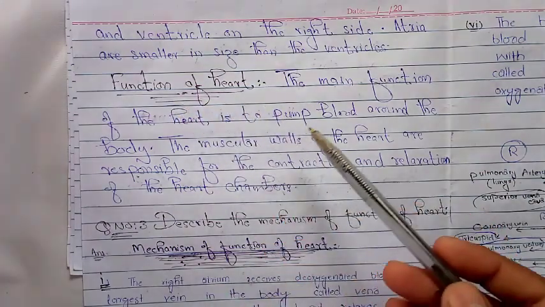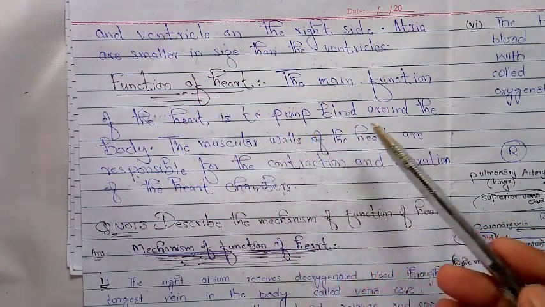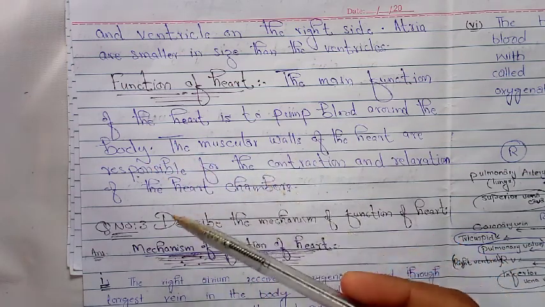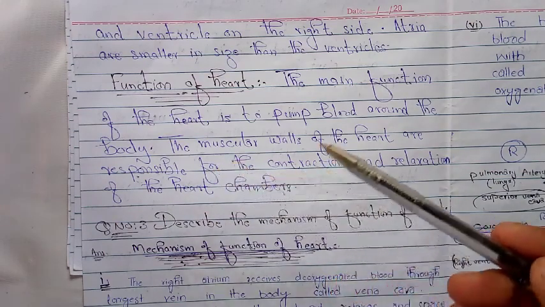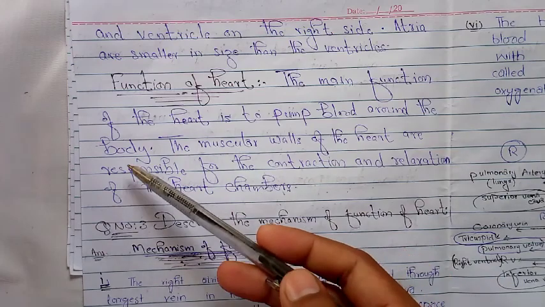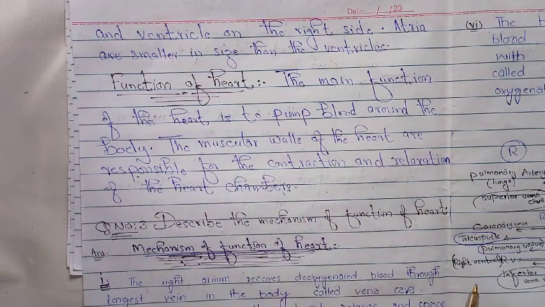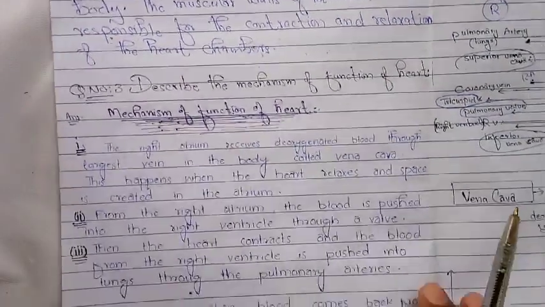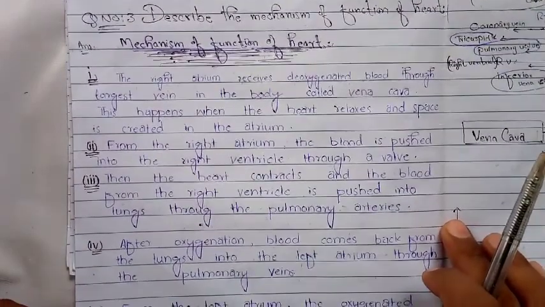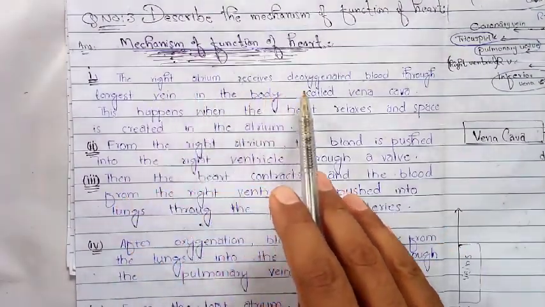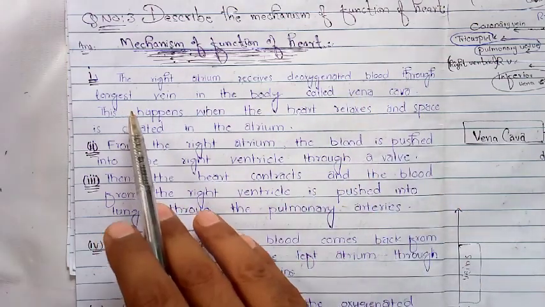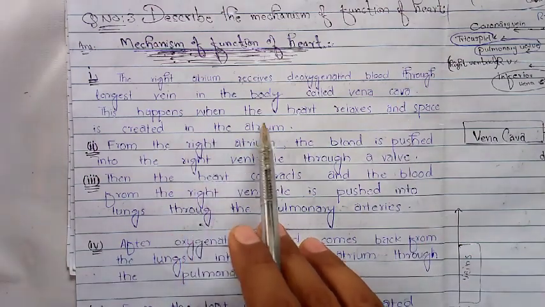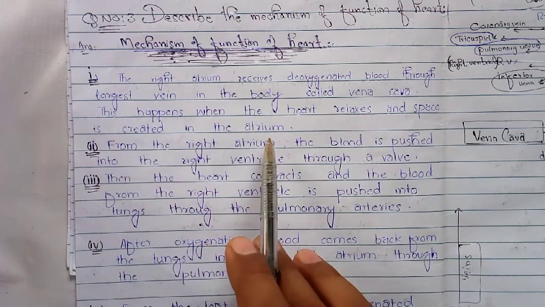Now, the function of the heart. The main function of the heart is to pump blood around the body. For this, muscular valves are responsible for pumping blood around the body from the heart. Now we have the next question: describe the mechanism of function of the heart. Here we have divided it into steps. The first step is that the right atrium receives deoxygenated blood through the largest vein in the body, called the vena cava. This happens when the heart relaxes and space is created in the atrium.